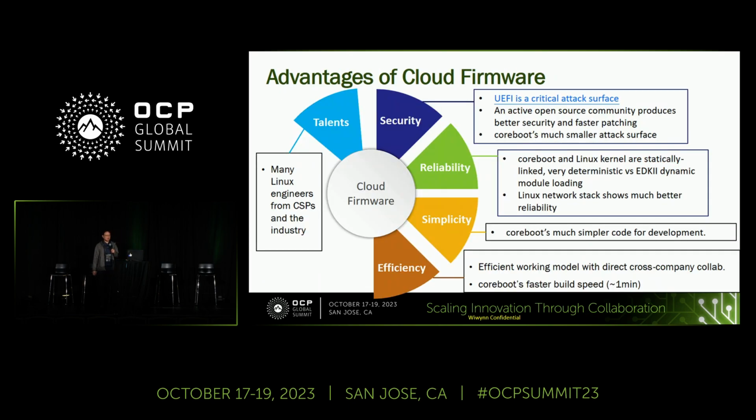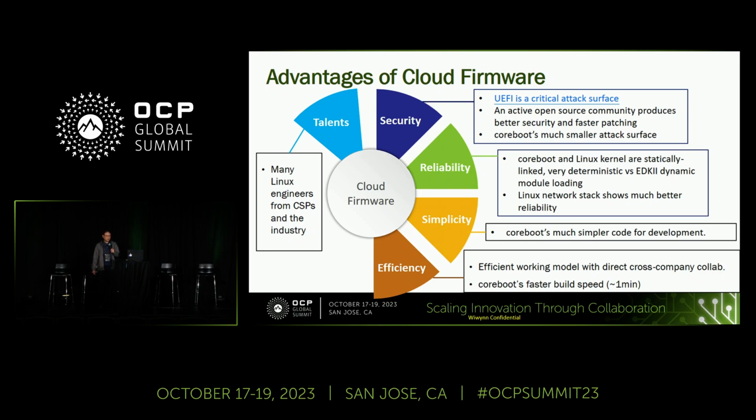So let me summarize the advantages of Cloud Firmware. We think there are 5 main advantages. 1, talent. Because we use Linux boot, there are many Linux engineers from CSPs and from the industry that we can leverage. Also, I think this applies to coreboot, because coreboot is pretty similar to the Linux kernel.